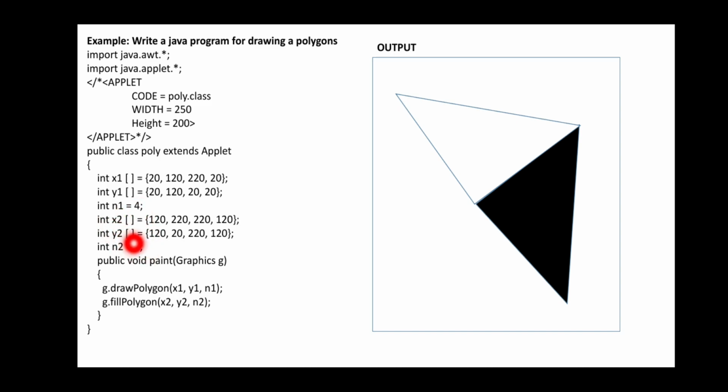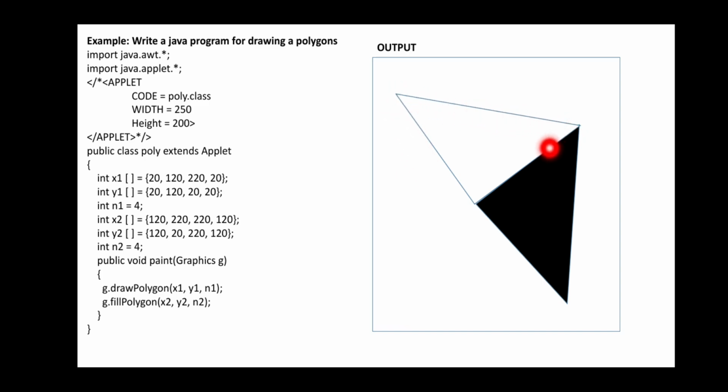So x2 and y2 are another set of coordinate points, the x-axis and y-axis, with 4 points. So you have declared the information and you are going to draw it: g.drawPolygon(x1, y1, n1). x1, y1 means 20, 20, 120, 120, 120, 20 and 20, 20. So both the elements will be mixed and you are going to draw a polygon here.